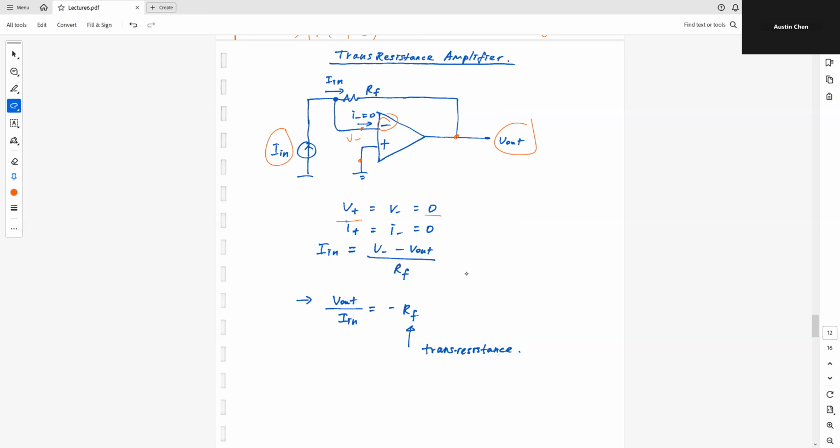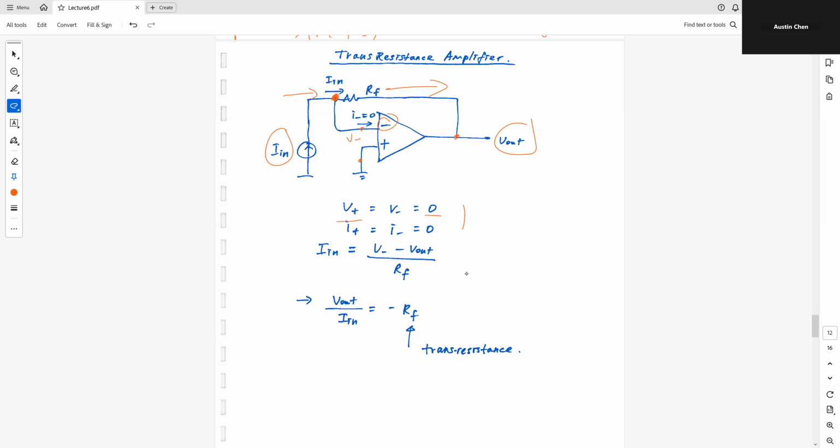Okay, and just like before, I plus is equal to I minus is equal to 0. Then we have these two conditions, two statements, and then the rest is solving for this V over I in. So if I use this node to write my nodal analysis, the current I in going into this node is equal to the current leaving the node.